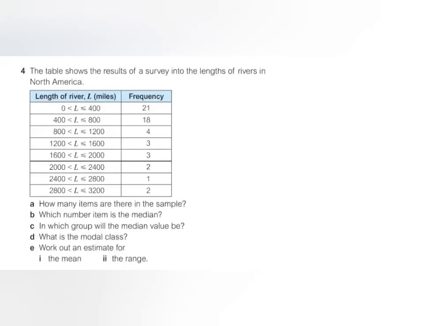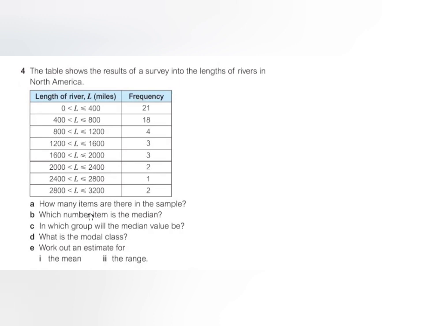In this video, we're going to talk about statistics. Question 4. The table shows the results of a survey into the length of rivers in North America. These are the length of rivers and this is the frequency of these lengths. We're going to use the table here to answer these questions.